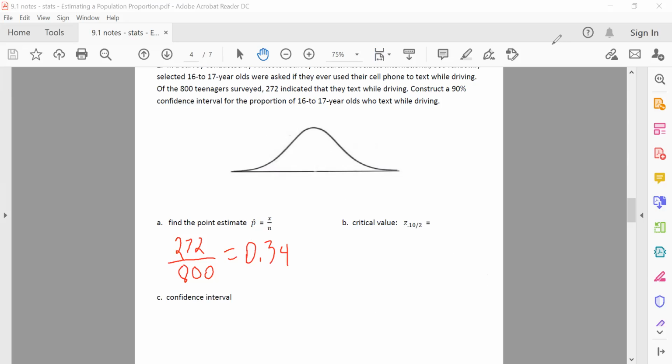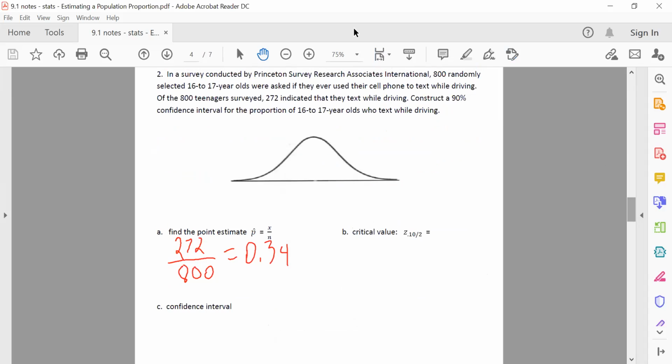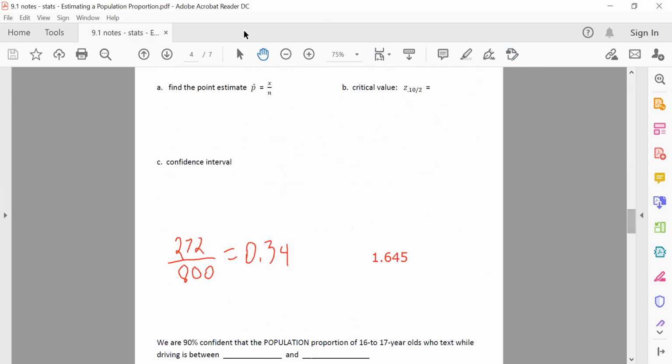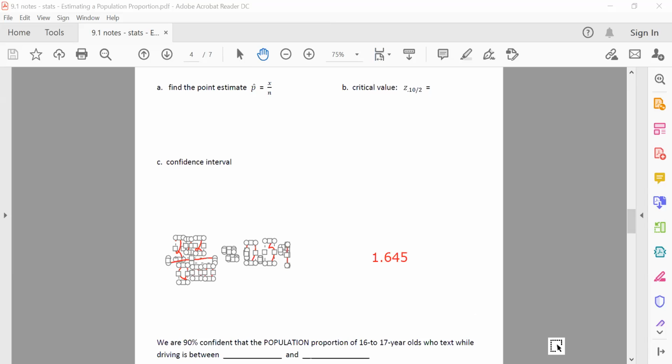The critical value, well, remember, for a 90% confidence interval, it's 1.645. It's hard to see now. That's why we wanted to look at it earlier. 1.645. I don't even have to think about it, because I do have that nice little cheat sheet. How very, very convenient.